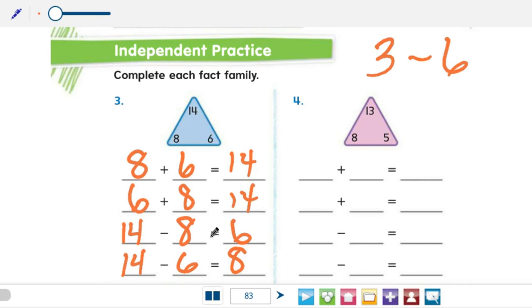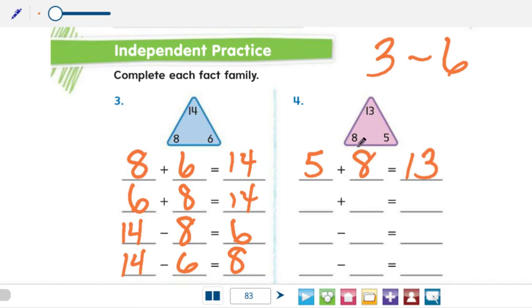They all use the same numbers, but each equation is a little bit different with the order of the numbers. Let's check out number 4. Again, I'm starting with an addition problem. So for this one, I'm going to start with 5. And if you didn't start with 5, you started with 8, that's okay. But I'm going to start with 5 and go over to my 8. So 5 plus 8. And then I look at what my last one is. 5 plus 8 equals 13.